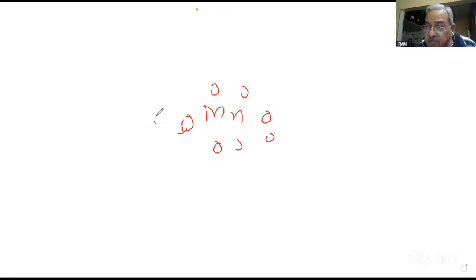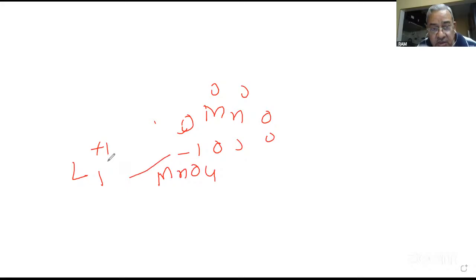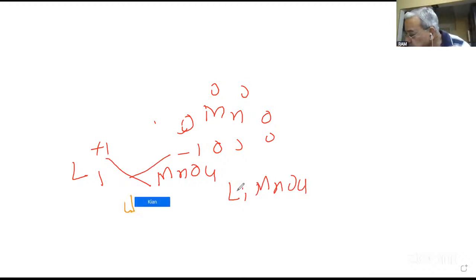And lithium is having +1. Alkali metal is there, right? So it will be LiMnO4. See, lithium is having +1, MnO4 is having -1. This valency comes here, this comes here. So it will become LiMnO4. Okay.